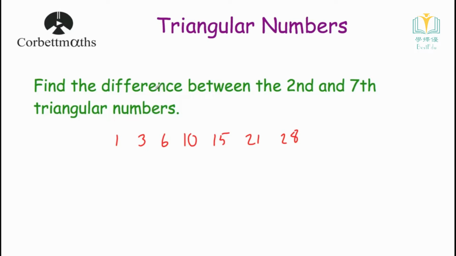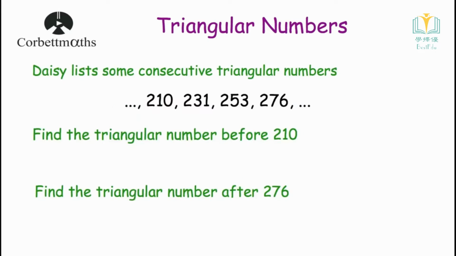And we've been asked to work out the difference between the second and the 7th triangular number. So to work out the difference between them, we'll take them away. So we'll do 28, take away 3, which is equal to 25. So the difference between the second and 7th triangular numbers is 25. Okay, let's have a look at our next question.